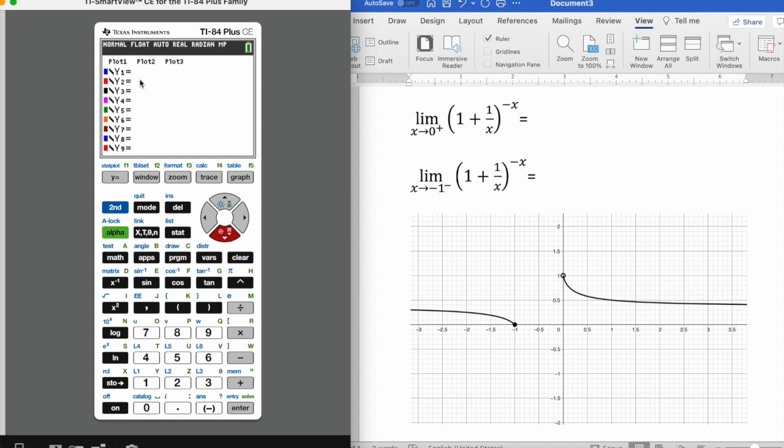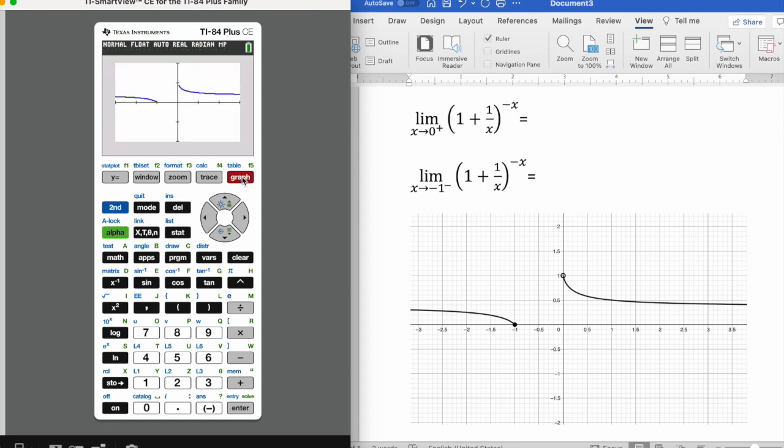Now, I'm going to put in my function. So in parentheses, I'm going to have 1 plus 1 over x, and I'm going to raise that to the power of negative x. Now, on my graph here, my y value is going from negative 2 to 2, and my x value is going from negative 3 to about 3.5. Let's do negative 3 to 3. So let's set up the window. We're doing negative 3 to 3, and then on the y-axis, we're doing negative 2 to 2. Now we can just verify that the graph is the same.